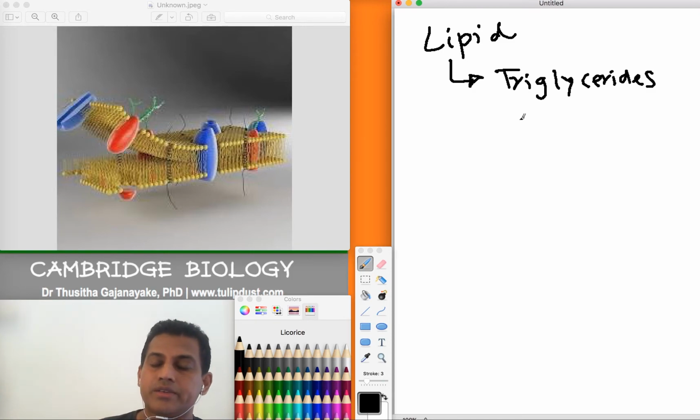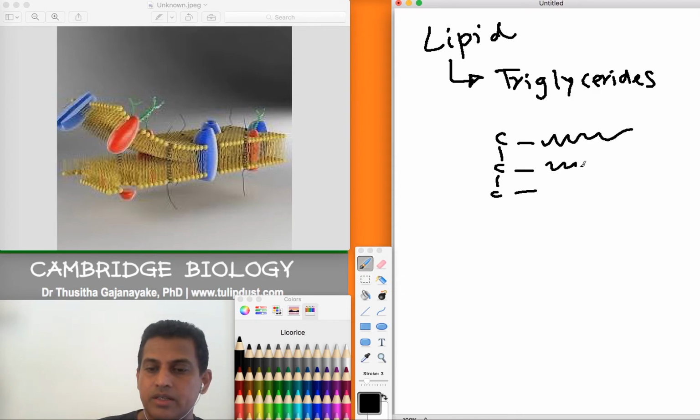So what does a triglyceride look like? We have a glycerol molecule, and onto the glycerol molecule, by ester bonds, 3 fatty acids link. Glycerol has 3 carbons and these are the fatty acids. That's a triglyceride.